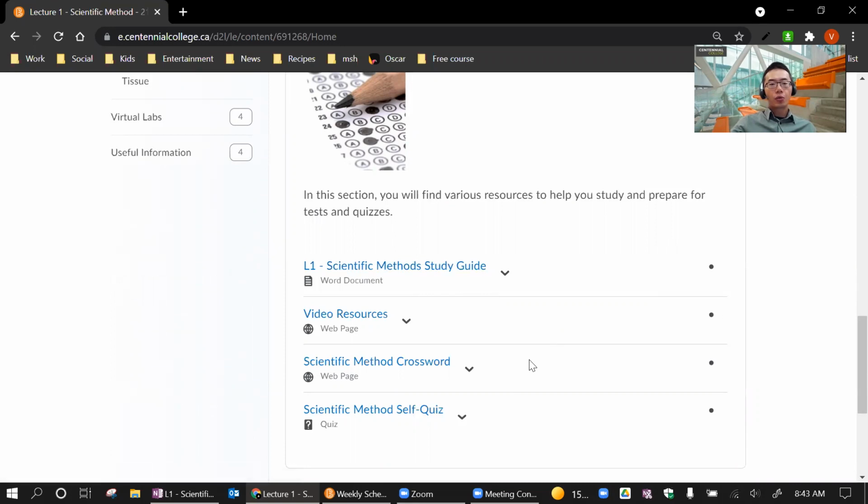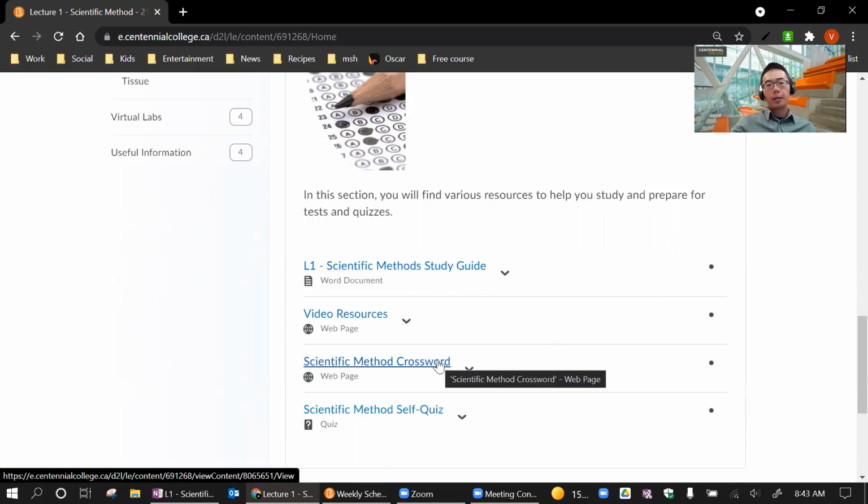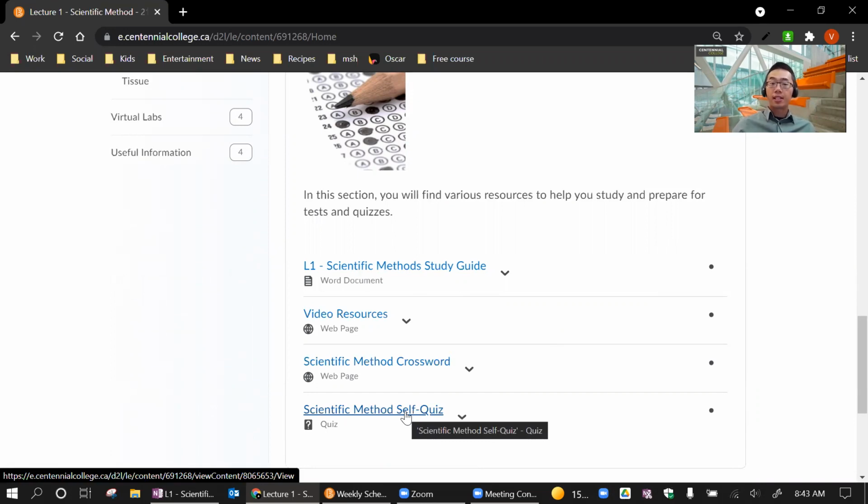There are additional resources. There are some crosswords you can do to help you remember the vocabulary. There are some self-quizzes that you can do as many times as you like, as a kind of formative assessment, to see if you've learned the material, okay? And then there are these video resources.